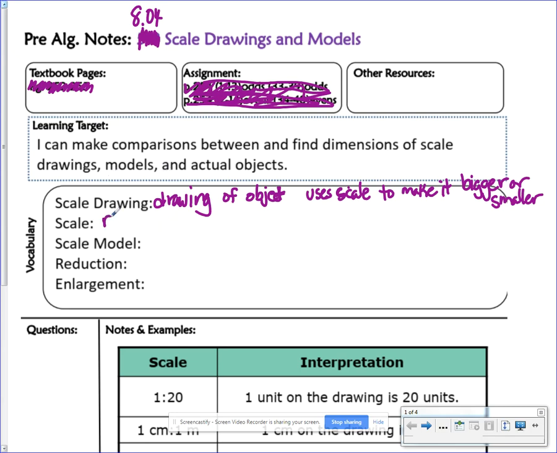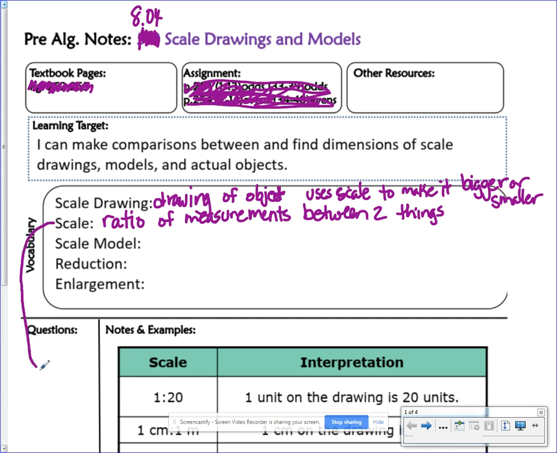Let's move on to scale. Scale is a ratio that compares two quantities, okay? And it's a ratio of the measurements between two things. For example, and you're going to see it down here, right here in scale, where it says 1 to 20, 1 centimeter, 1 meter. That's what it looks like. So I'm just going to draw a little arrow that goes right down there.